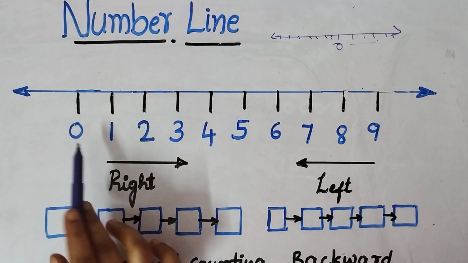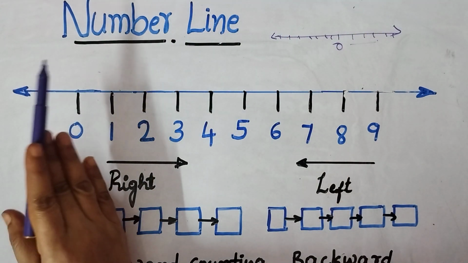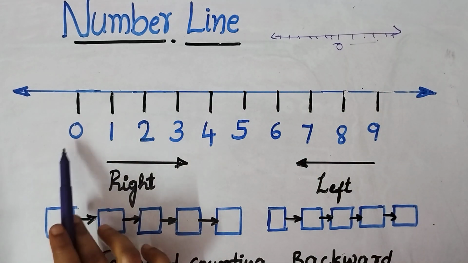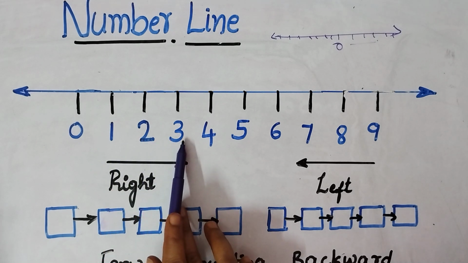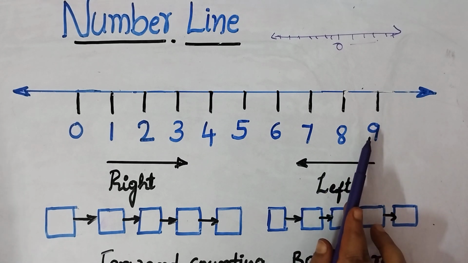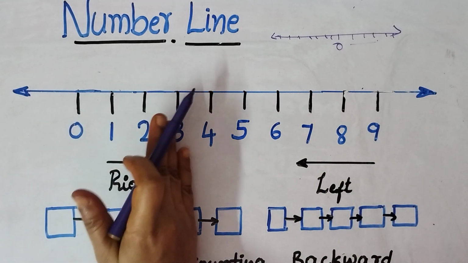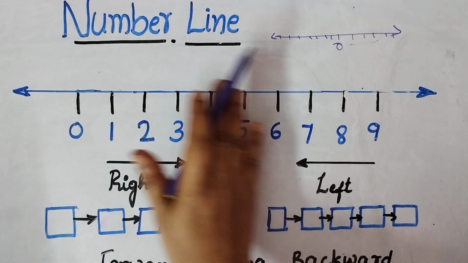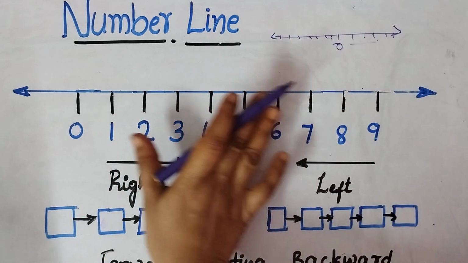It starts from the 0. From this side, left and right, this number line also includes the numbers. So start from 0: 0, 1, 2, 3, 4, 5, 6, 7, 8, 9. Okay, so here this is the right side, this is the left side. Both sides contain this line having the numbers at equal distance.